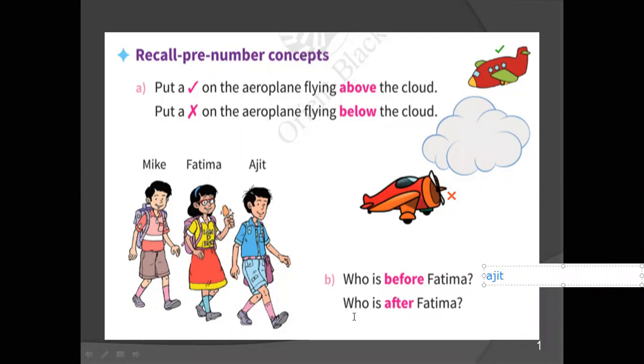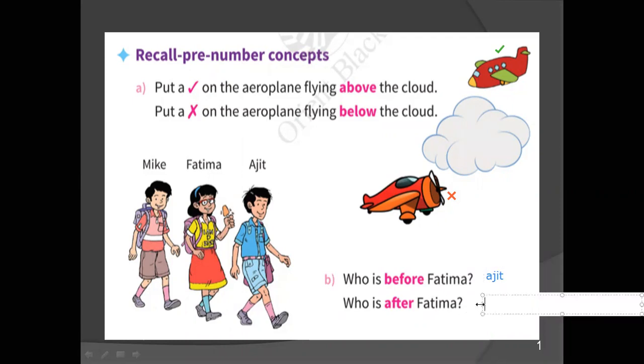Who is after Fatima? Mike. Now you understood who is before Fatima? Ajit. He is Ajit. He is before Fatima. Who is after Fatima? Mike. He is after Fatima.